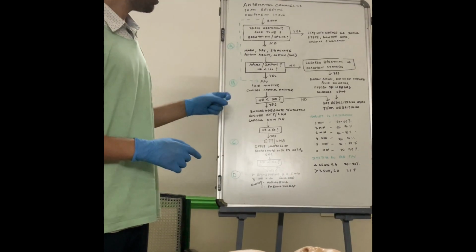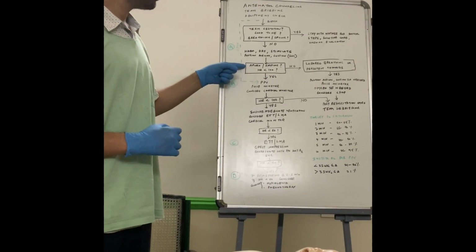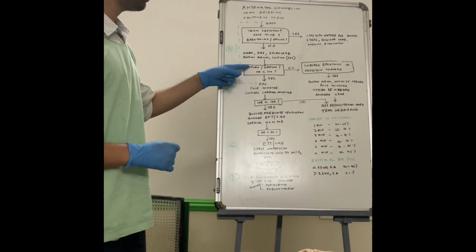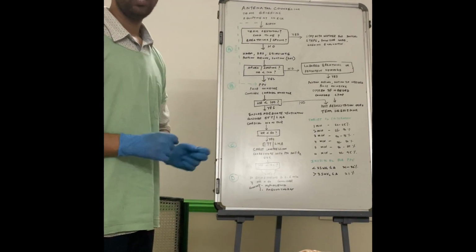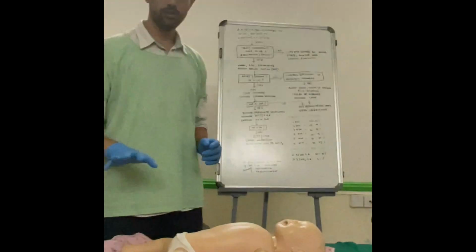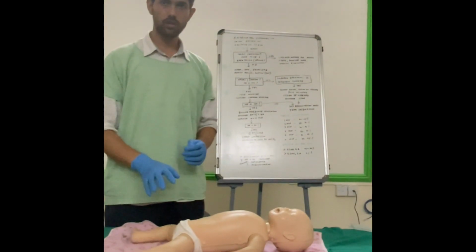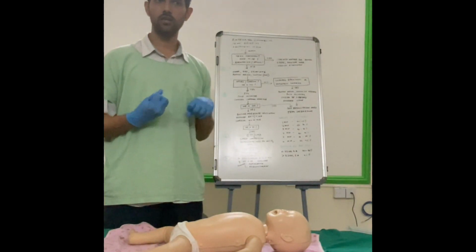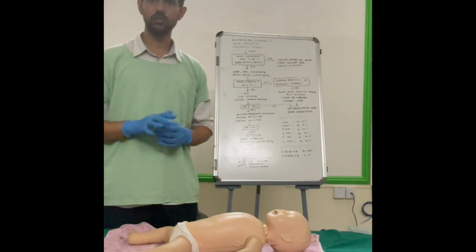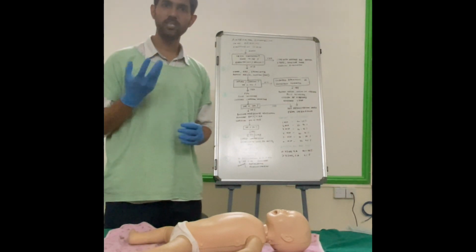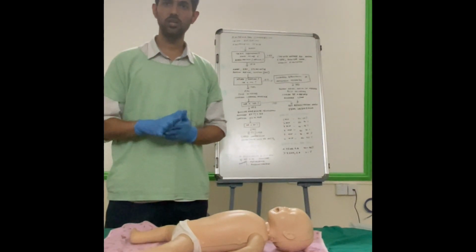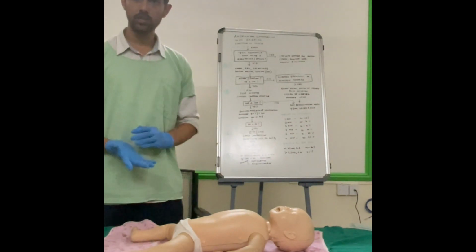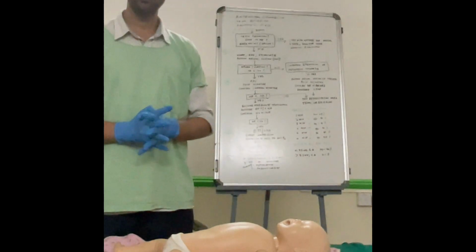So after doing this, you have to assess whether there is apnea or gasping, or the heart rate is less than 100. Apnea means the baby is not breathing at all. Gasping is when the baby is trying to breathe but it is not a good respiration, not any sustained respiration. So if it is there, you can proceed to the next step, that is positive pressure ventilation.